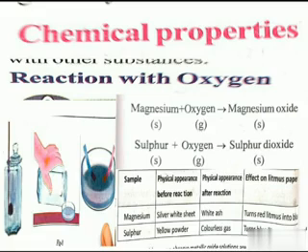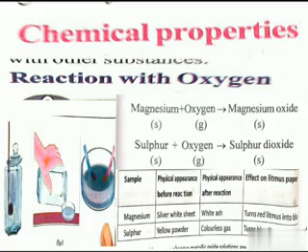To perform this activity we need some materials. One metal sample is magnesium, and another is a non-metal sample, sulfur. And we need a spirit lamp or Bunsen burner and litmus paper. How to perform the experiment, now we will discuss.